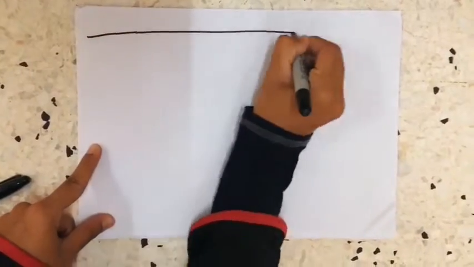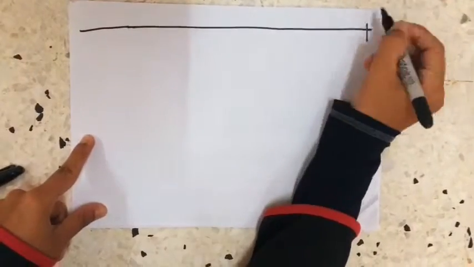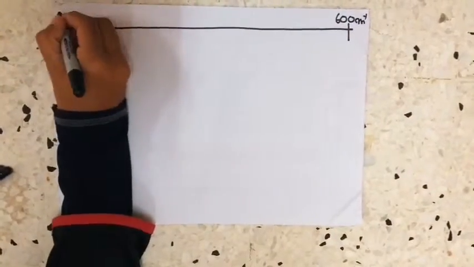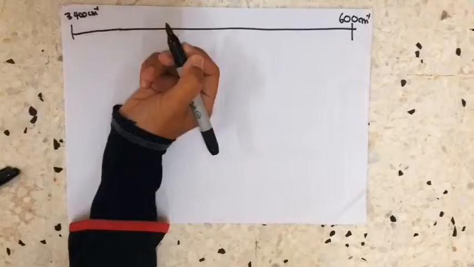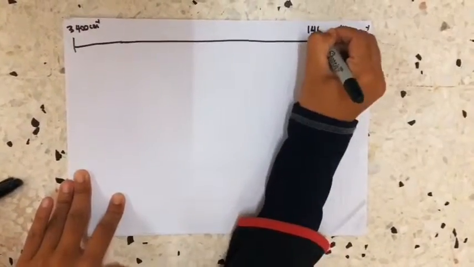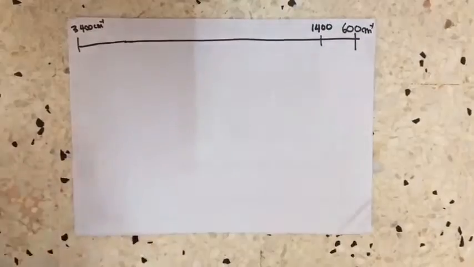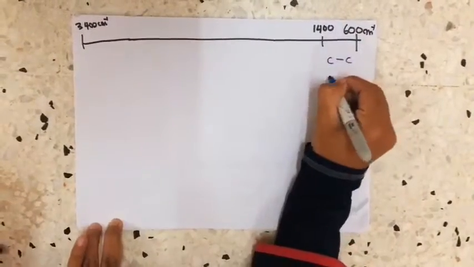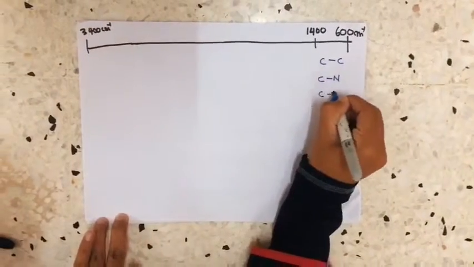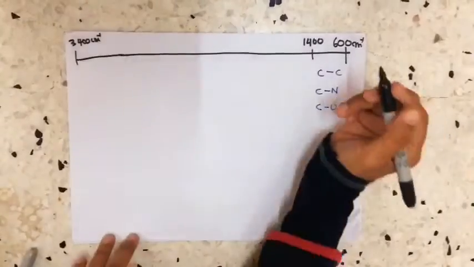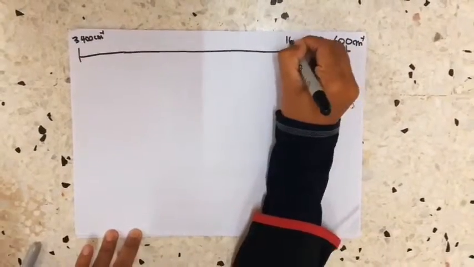The IR spectrum will show the information from 600 until 3400. First, from the range 600 until 1400, we can see the information about C single bond C, C single bond N, and C single bond O. The C single bond O will show a strong peak.